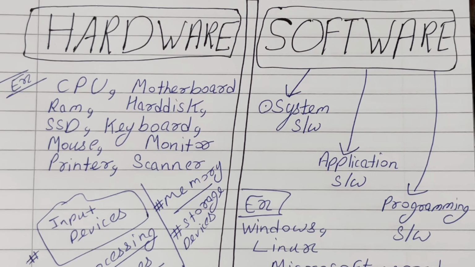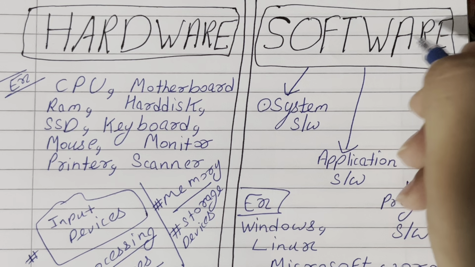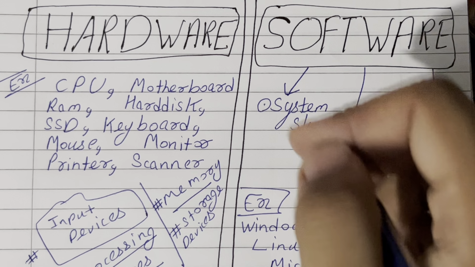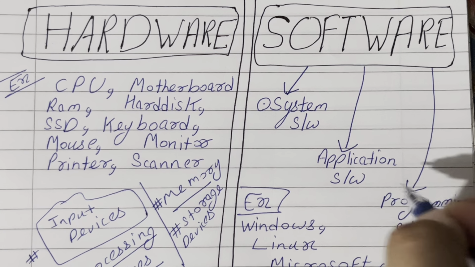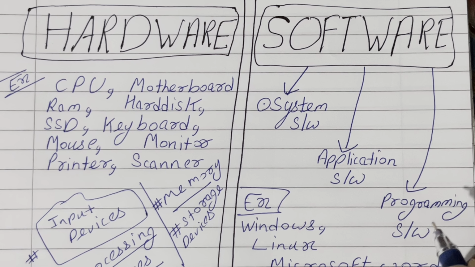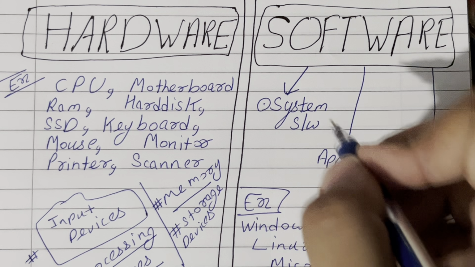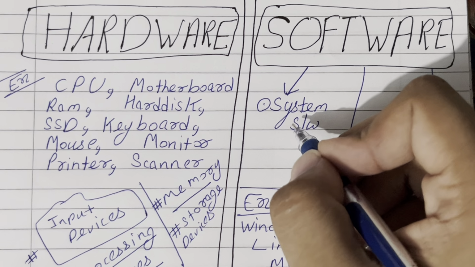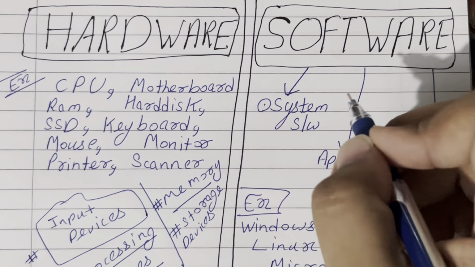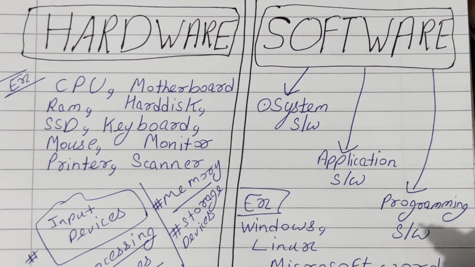So guys, we already know what is software now. Let's understand its types. Software can be broadly classified into three major categories, and they are system software, application software, and programming software. So let's discuss system software. Guys, system software is a software that manages and controls the computer hardware and provides a platform or environment for running application software.